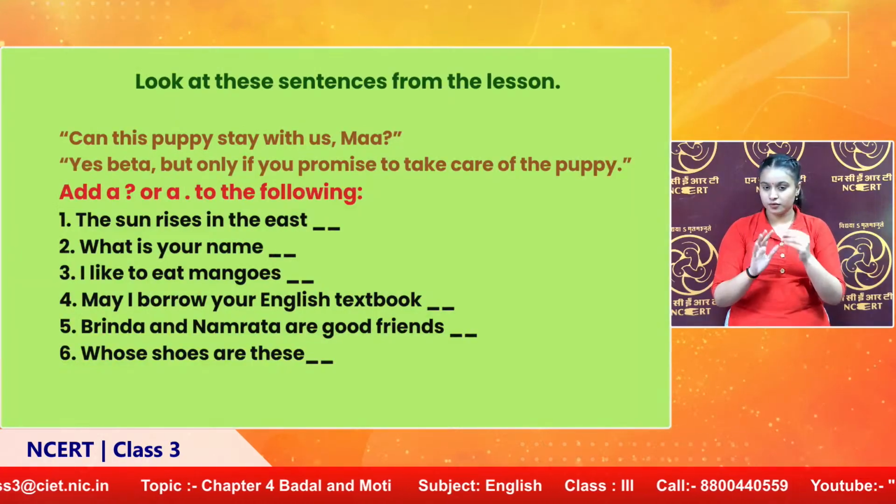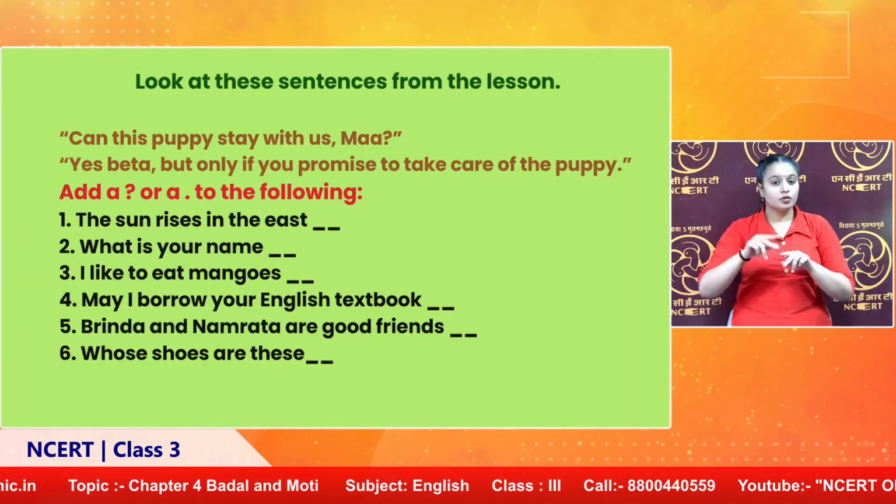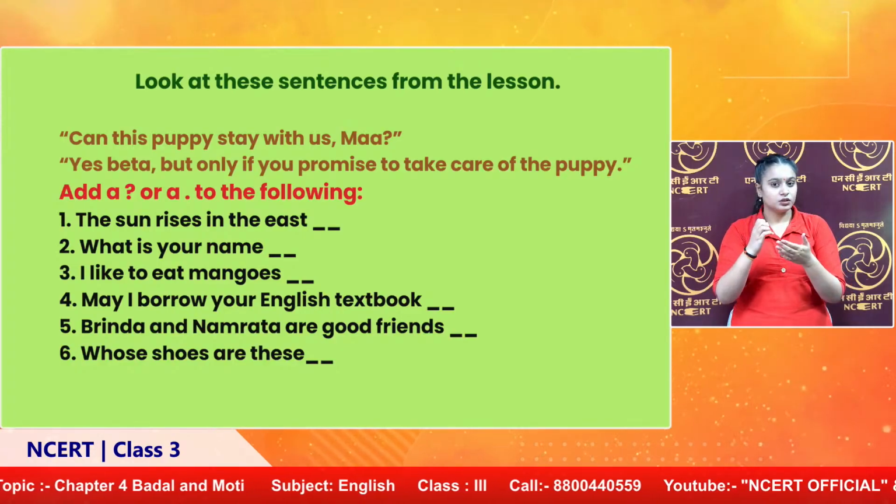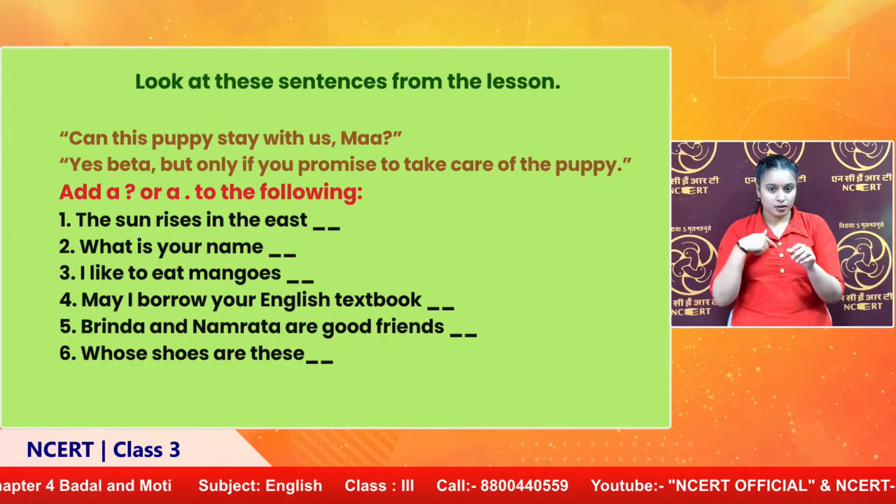If you remember, in the lesson we had, "Can this puppy stay with us, Ma?" Who asked? Badal asked this from his mother. So there, when you ask a question, I would request our little learners to use a question mark when they are asking a question. And when it is a statement, they have to put a full stop. Wow. That is really important, because if you don't put a comma or full stop, what will happen? The English will not make any sense. It will be an open-ended statement.